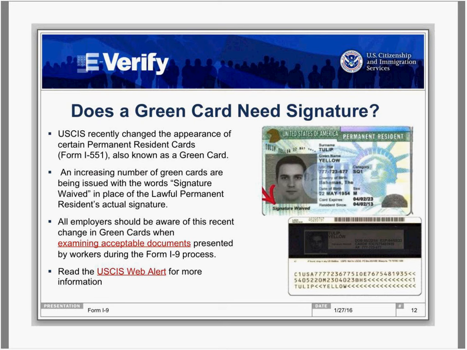This has come out in the past couple of months, and we want to make sure you, the employer, are aware of this: there are some green cards being issued with the words "signature waived" in place of the lawful permanent resident's actual signature. So if you see one of those and it says signature waived, don't automatically assume, oh, this is a fraudulent card, I can't accept it. Be aware of this, okay?